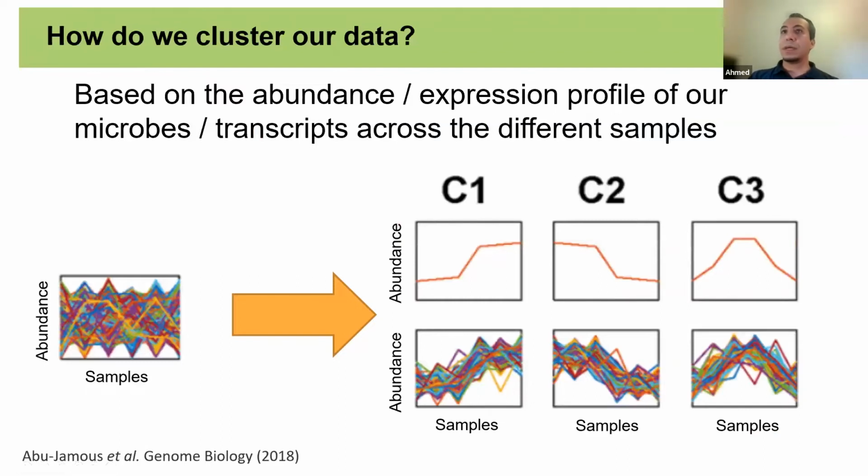So I told you that we are trying to build these modules of covariation, and this is how to do it. So let's assume that we have here a bunch of samples, and each line here represents your taxon, your microbial abundance, or viral abundance, your transcript abundance, or protein abundance. So each line of these is representing a transcript, protein, microbe, virus. And again, this is a profile. This is how the abundance profile looks like.